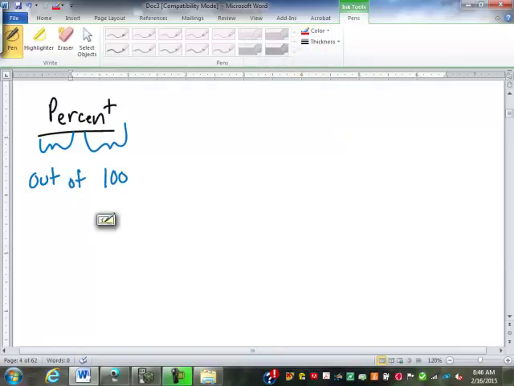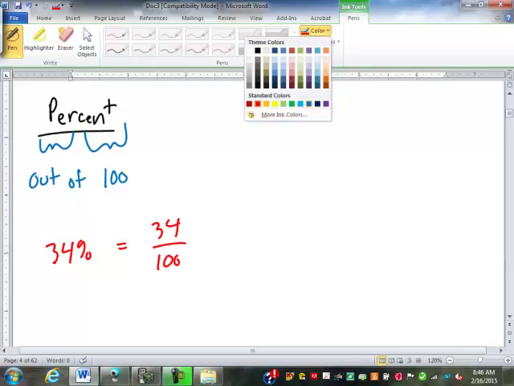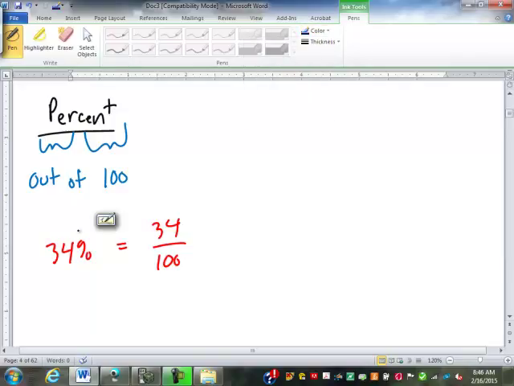So if you look at that, let's say we have 34%. That literally means 34 out of 100. It's a ratio or a fraction. And in fact, it's that easy to convert a percent into a fraction. It's just 34%, 34 over 100. Now as a fraction, we wouldn't leave it like this. What would we do with it? Both 34 and 100 can be divided by 2. So we can reduce that to 17/50ths.